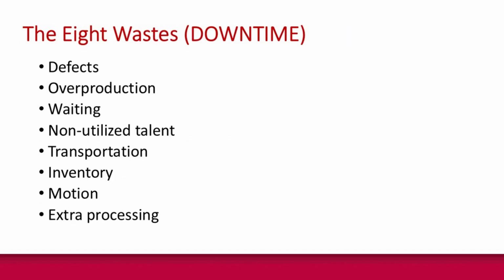In lean thinking, one of the most important concepts to understand is the idea of waste, the activities that consume time, money, or resources without adding value for the customer. Lean identifies 8 major types of waste, often remembered with the acronym DOWNTIME.